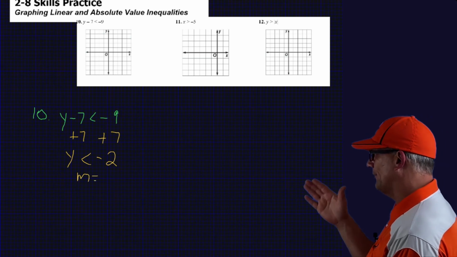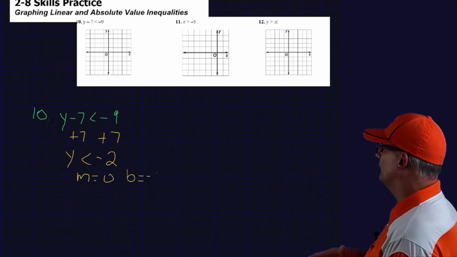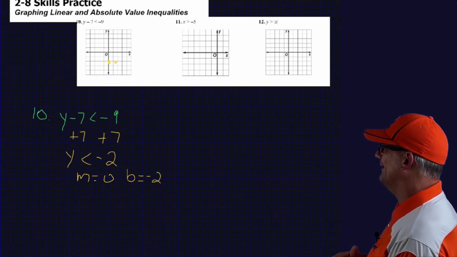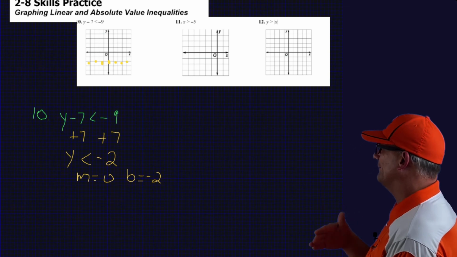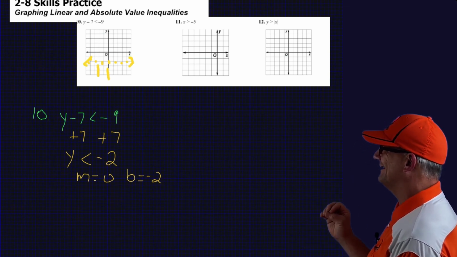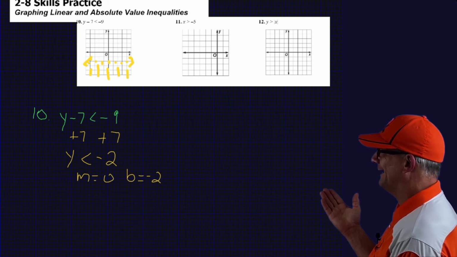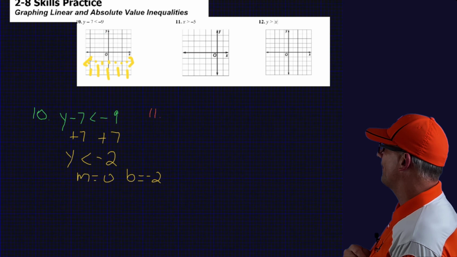Is it a dashed or solid line? Well, you don't see a line, you don't draw one. So it's a dashed line, right, at negative 2, and it's a straight line. Now where do we shade? Above or below? Well, it's y less than. So where are the lower numbers on the y-axis? They're below. Shade below the line. There you go. A couple of simple things to follow.